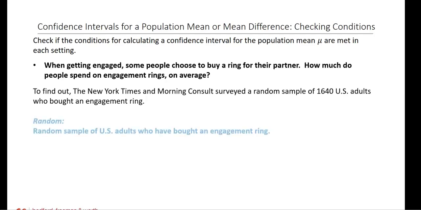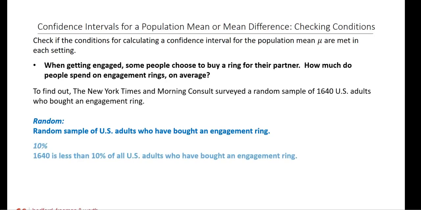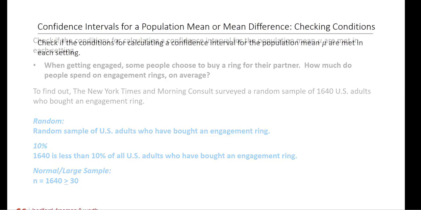It was a random sample, I like that, of U.S. adults who bought engagement rings. And that's hard to do, right? Less than 10%: 1,640 is less than 10% of all U.S. adults who have bought an engagement ring. That's true. And finally, is n at least 30 here? 1,640 is greater than or equal to 30. So we don't have to draw the graph here because the central limit theorem is taking care of us there.